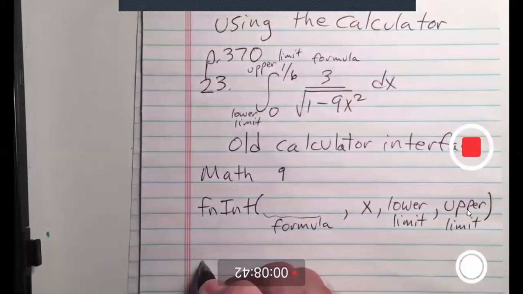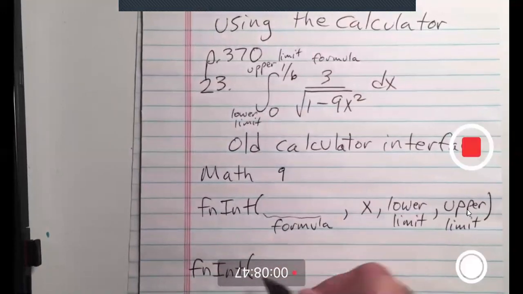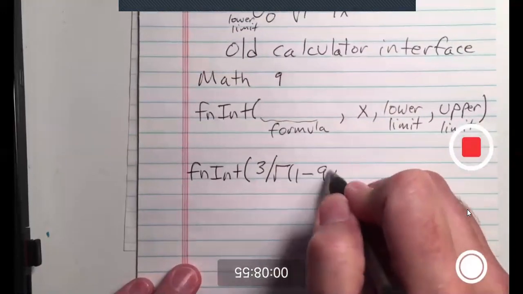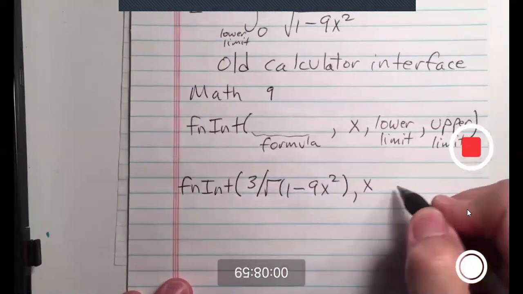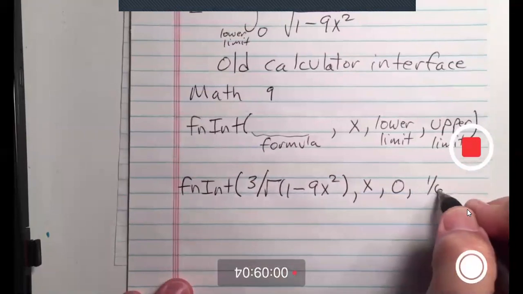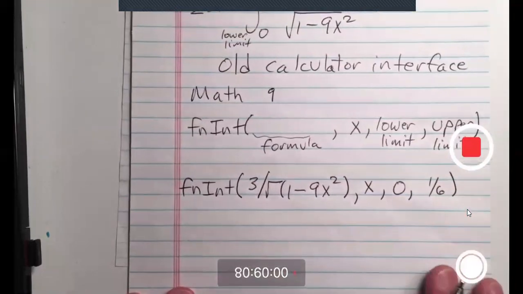So I'll show you right out what I'm going to enter in the calculator. I hit math 9 and I get FNINT. The formula is 3 divided by square root parentheses 1 minus 9 x squared close, comma x, comma 0 for the lower limit, and 1, 6 for the upper limit. That's literally what I'm going to enter. I'm going to punch it in right now.